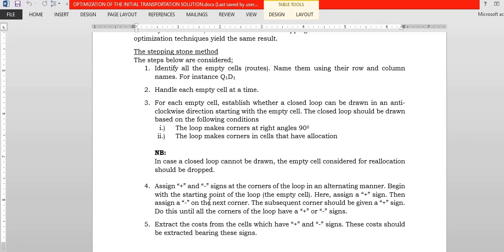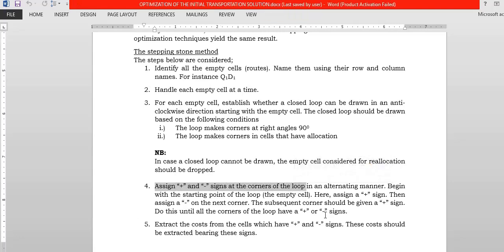After drawing the closed loop, the next step is to assign positive and negative signs to the corners of the loop. Since we've said you're going to make corners at 90 degrees, in each of those corners you should assign a positive or negative sign. You start with the empty cell. The empty cell, the one you're trying to test for optimization, should be given a plus sign. Then the next cell should be given a negative sign, then again a positive sign, negative sign, alternating them until you come back to the original position, the empty cell, which again you'll find with a positive sign.